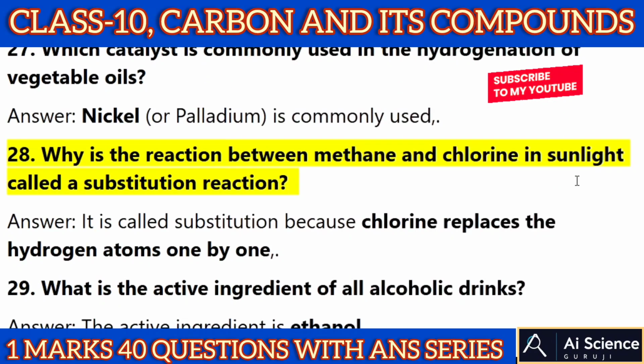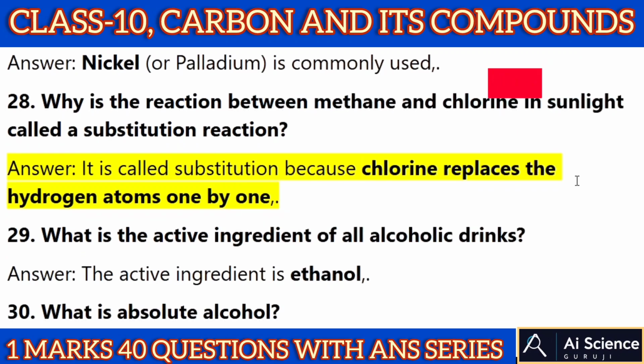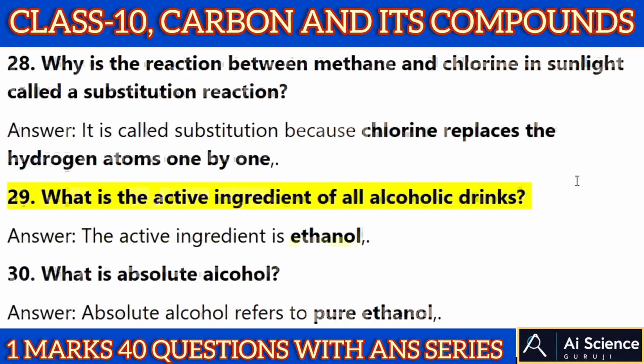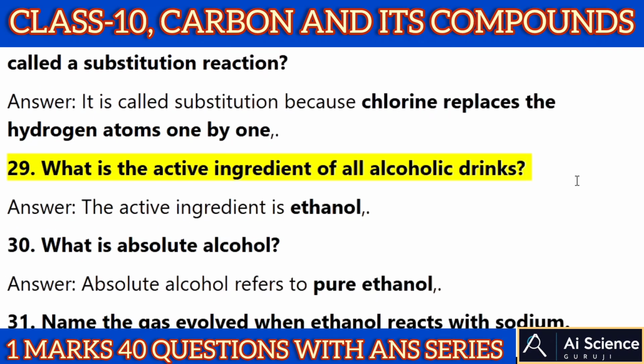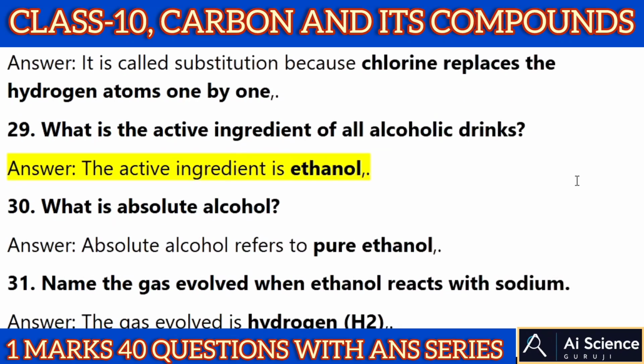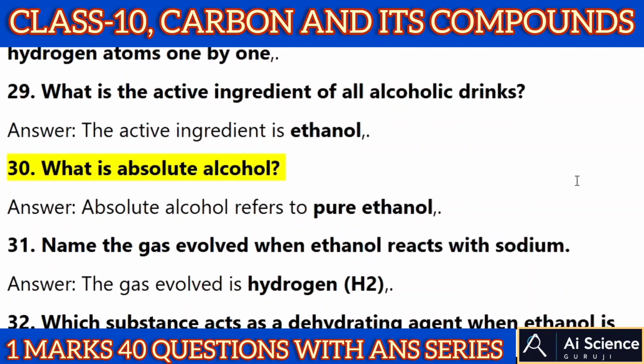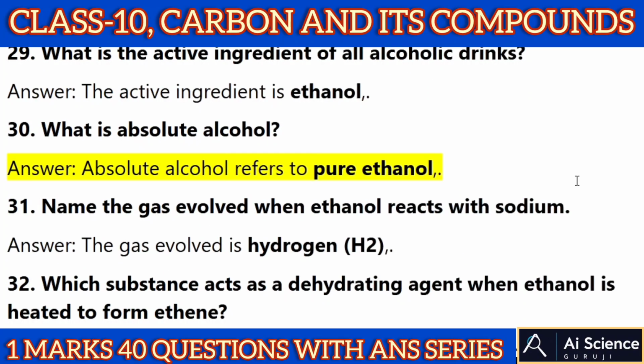28. Why is the reaction between methane and chlorine in sunlight called a substitution reaction? Answer. It is called substitution because chlorine replaces the hydrogen atoms one by one. 29. What is the active ingredient of all alcoholic drinks? Answer. The active ingredient is ethanol. 30. What is absolute alcohol? Answer. Absolute alcohol refers to pure ethanol.